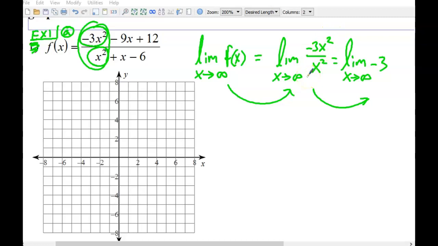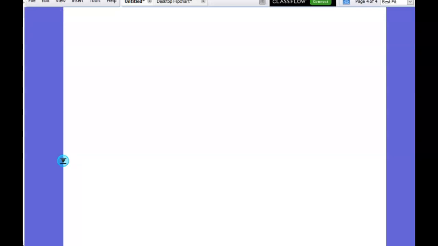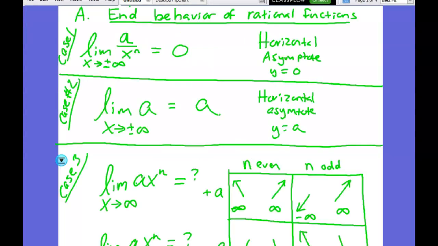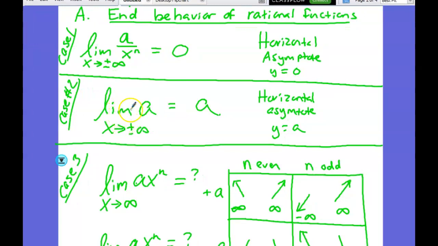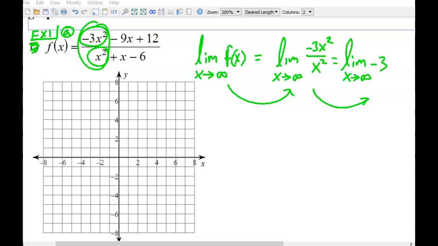Well, now we get to go back to our little chart we had earlier. Which case do I have in this particular instance? Am I taking the limit of a number over x? Am I taking the limit of a number, or am I taking the limit of a number times x? Well, I'm taking the limit of a number. And what is the limit of a number at infinity? We said the limit of any number at infinity is just that number. So the answer for this is negative 3.